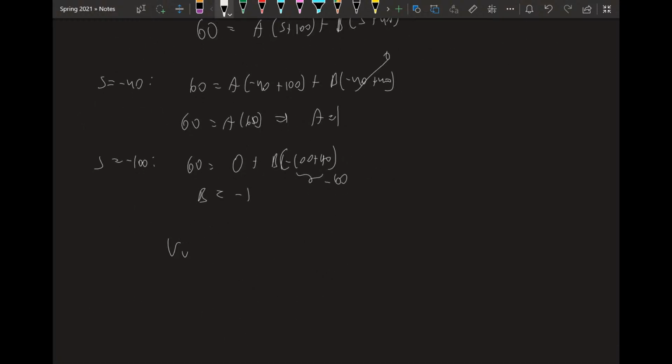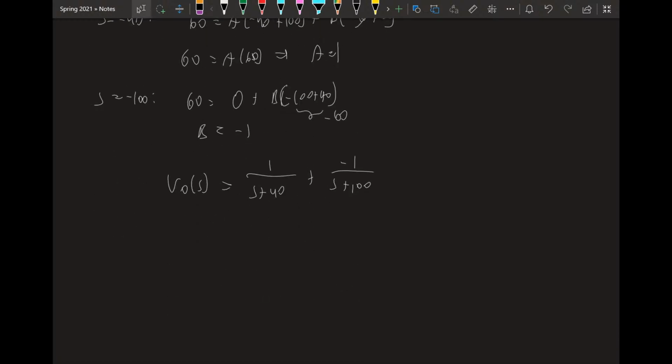We get that V out as a function of S is 1 over S plus 40, that was our A, plus a negative 1 over S plus 100, that was our B. And now these expressions should be in your Laplace transform table. So these are both exponentials, where the general form for an exponential in the Laplace transform is some 1 over S plus alpha equals e to the negative alpha t when you're going the inverse Laplace transform.